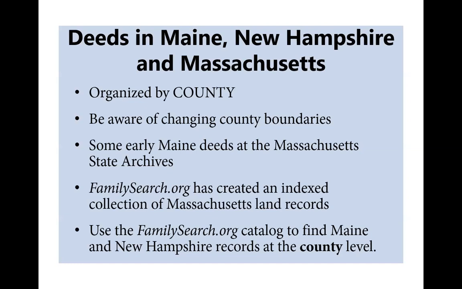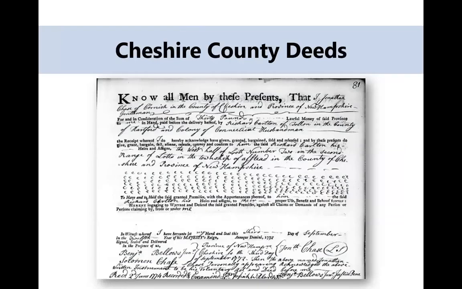FamilySearch has a very helpful collection of indexed land records. And for Maine and New Hampshire, you can use the catalog to find the records at the county level. This is an example of a deed from Cheshire County in 1772, where Jonathan Chase, grantor, the seller, is selling to Richard Carleton, grantee, or the buyer, lot number 2 in the town of Ashland.